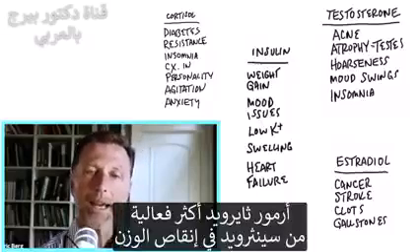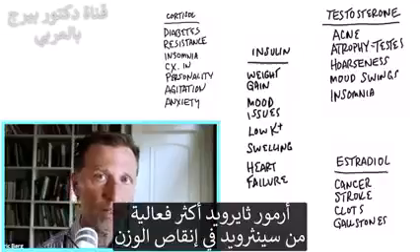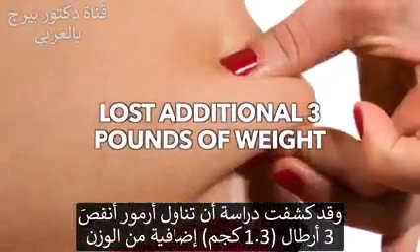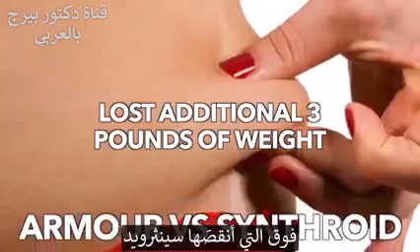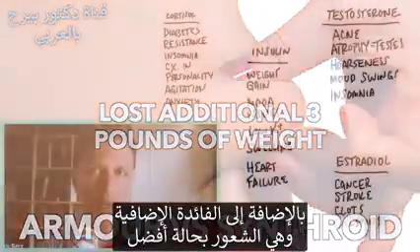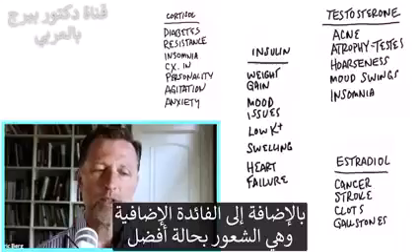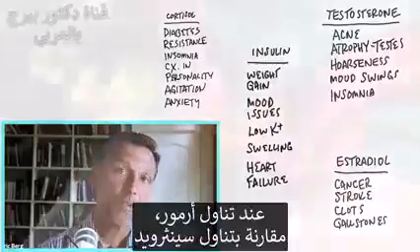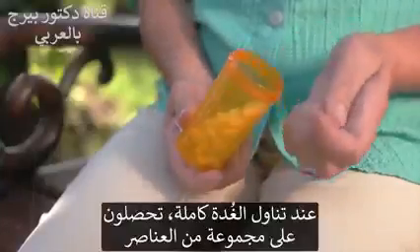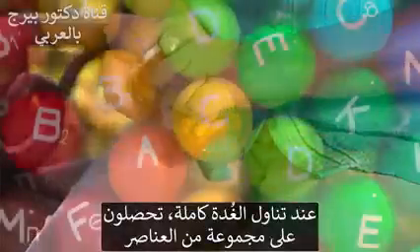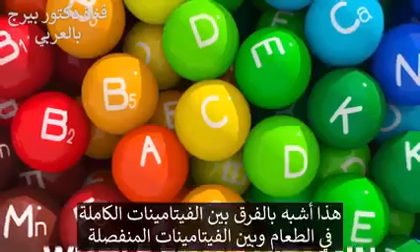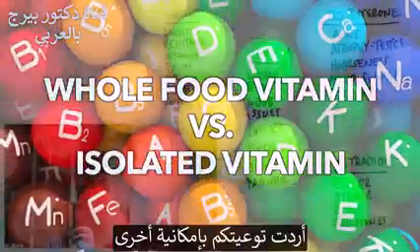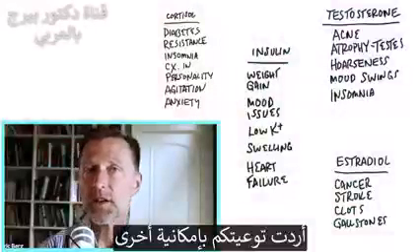People lose more weight on Armour than just Synthroid. One study showed that they lost an additional 3 pounds of weight when they took Armour versus Synthroid. There were also additional benefits of just feeling a much better sense of well-being when taking Armour versus Synthroid. When you take the whole gland as a unit, you're getting a very complex, it's like a whole food vitamin versus some isolated vitamin. But anyway, I wanted to introduce you to yet another possibility.